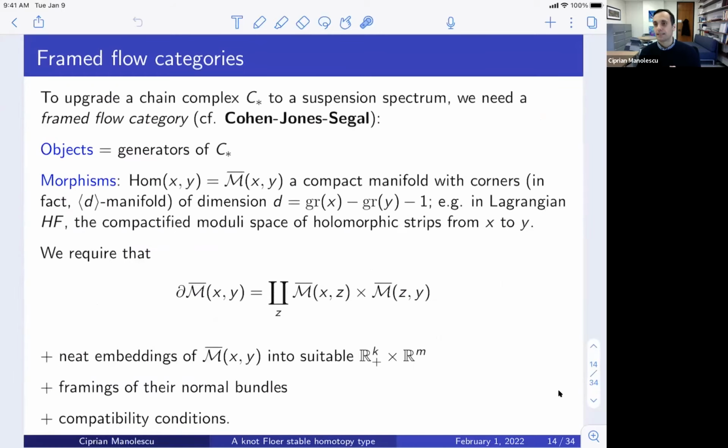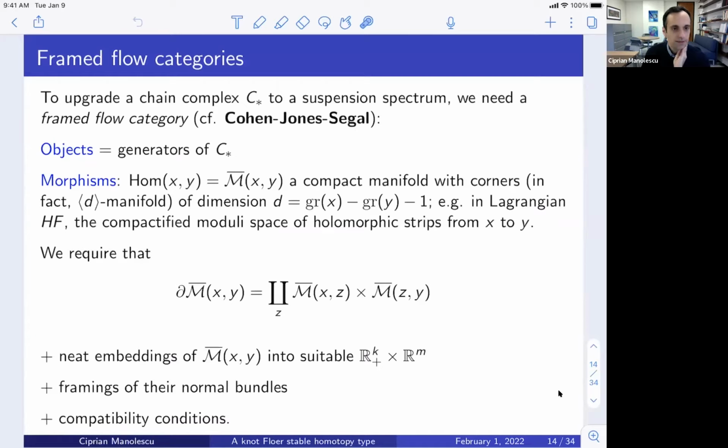Okay, so now I will tell you about the construction, unless there are any questions. The construction is based on first building a frame flow category. This is the general idea of how to upgrade a chain complex to a suspension spectrum. This was introduced by Cohen, Jones, and Segal.